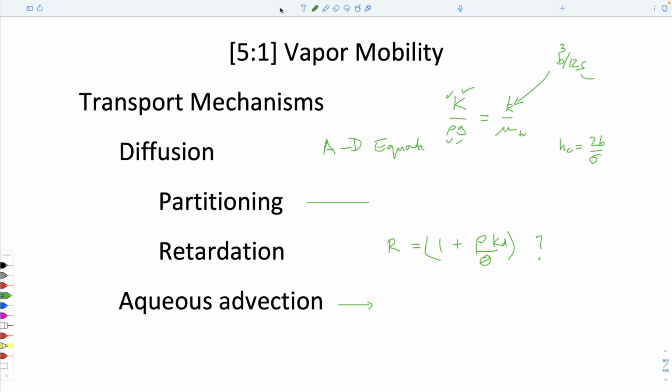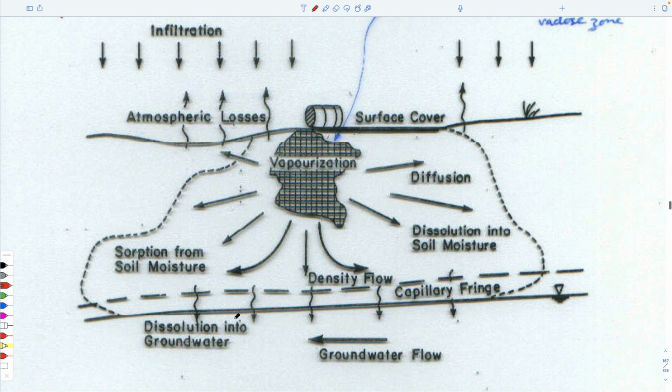I guess I did this scribbling in the past when we were talking about this. So we'll talk about both diffusion, we'll talk about methods by which partitioning occurs and the results of that, and then we'll talk about aqueous advection. So the cartoon that describes all this is this.